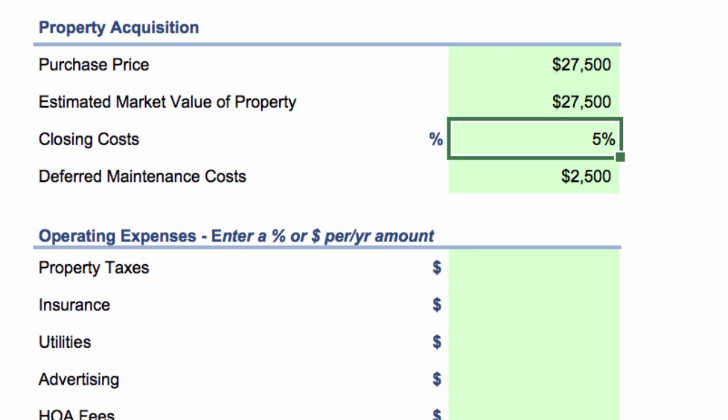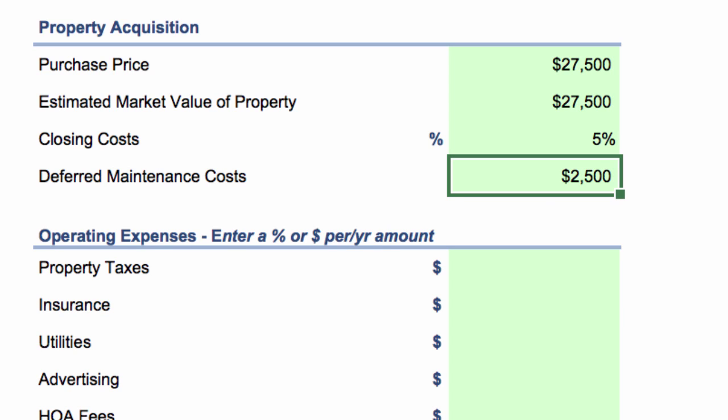The closing cost for this project was about $1,500, which is actually about 5.5% of closing costs. But generally speaking, 5% of the purchase price is usually a pretty safe bet in terms of what those closing costs are going to be. So moving on, deferred maintenance costs. This particular property needed a few small things to be done to it, but not a lot. So we just factored in $2,500 just to take care of the immediate, most pressing issues.